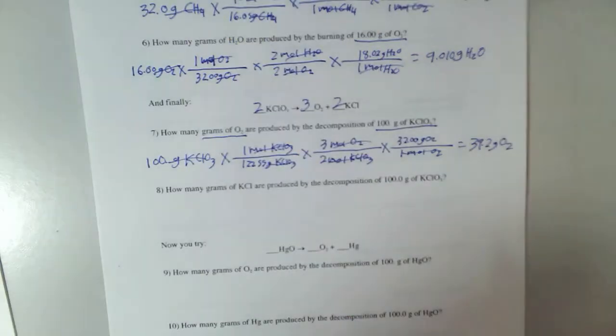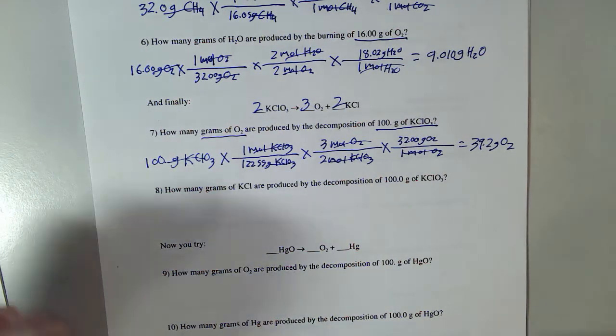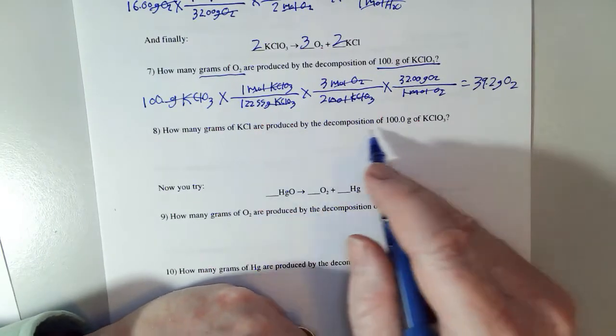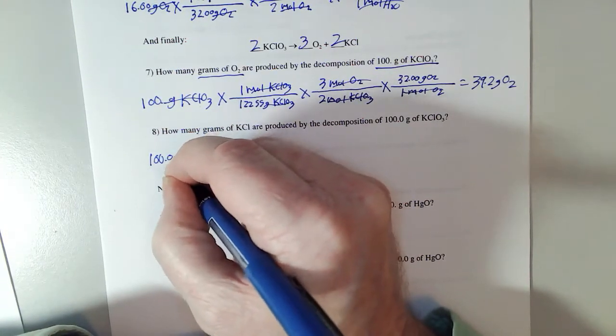You see, we're following a basic algorithm here, doing the same thing every time. That's okay. I want you to get used to it. I want you to get comfortable doing it. How many grams of KCl are produced by the decomposition of 100.0? I just changed the sig figs up there.